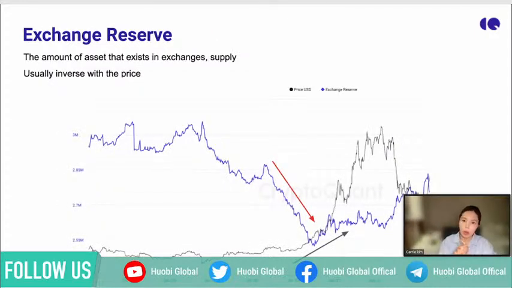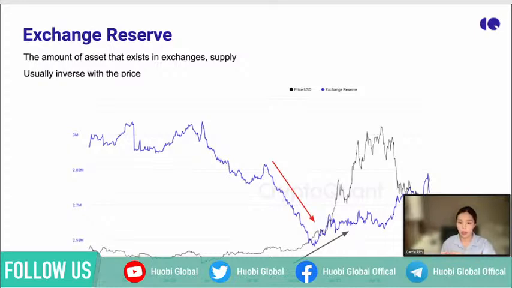Before, there were arrows telling you that coins are going in and out of the exchanges' wallets. If you combine all the coins that are in the exchanges' wallets, it's called exchange reserve. It's the amount of asset that exists in the exchanges' wallets, so how much the exchange has. And it's usually inverse with the price. Exchange reserve is the amount of coins that can be sold immediately. For example, if you have Bitcoin in your personal wallet, it's pretty hard to sell it because if you want to sell it, you have to move it to an exchange's wallet, right?